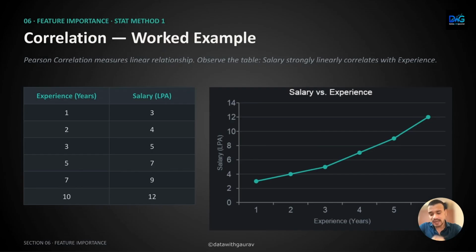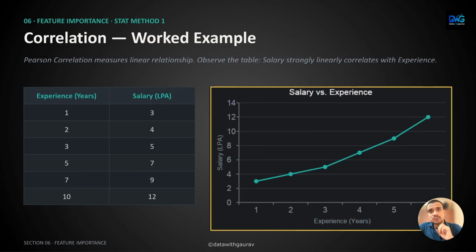Now, look at the graph on the right hand side. Each point represents one employee from this table. So, as we move from left to right here, the points follow a clear upward trend. They don't fall randomly. They lie close to what looks like a straight line. This is exactly the kind of pattern that Pearson correlation is designed to measure.